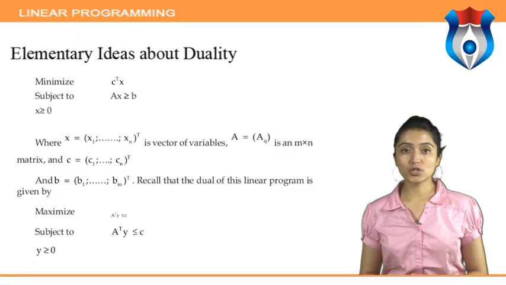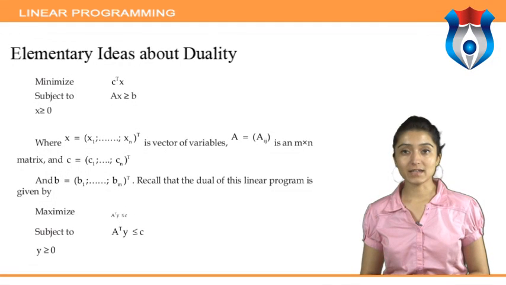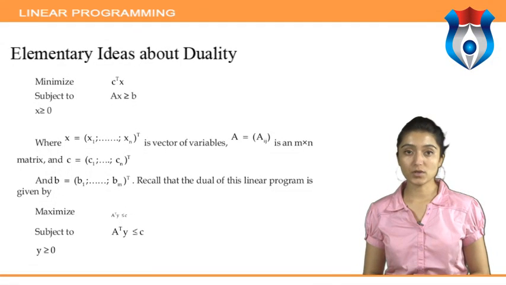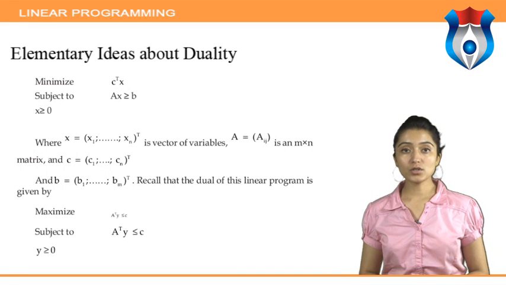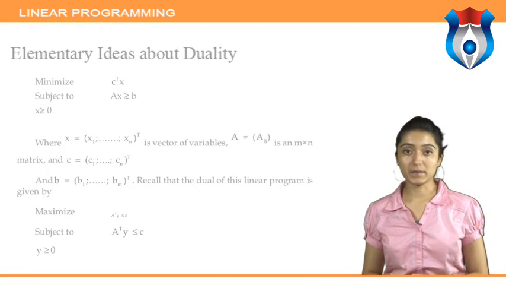Elementary ideas about duality: see the general linear program as shown on your screen. The variables in Y are in one-to-one correspondence with the constraints of the primal LP, and the variables in X are in one-to-one correspondence with the constraints of the dual LP. The dual of the dual LP is again the original LP.